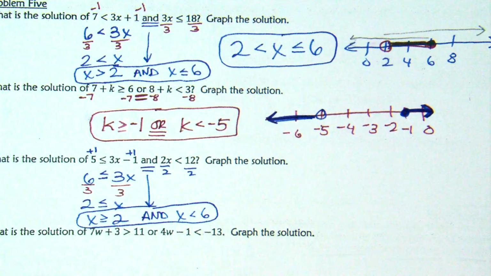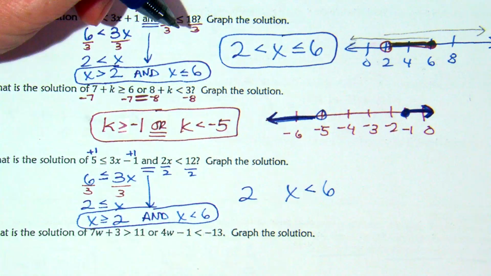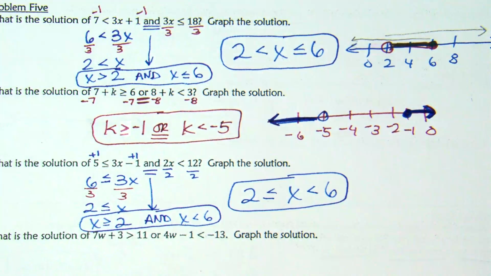What is x between? 6 on the right and 2 on the left. It's x less than 6, so put the less than sign there. This is x greater than or equal to 2, but if I reverse it, 2 less than or equal to x less than 6. If this is my answer, where's my shading going to be when I graph this? Yeah, between 2 and 6. X is between 2 and 6, so I'm graphing between 2 and 6.